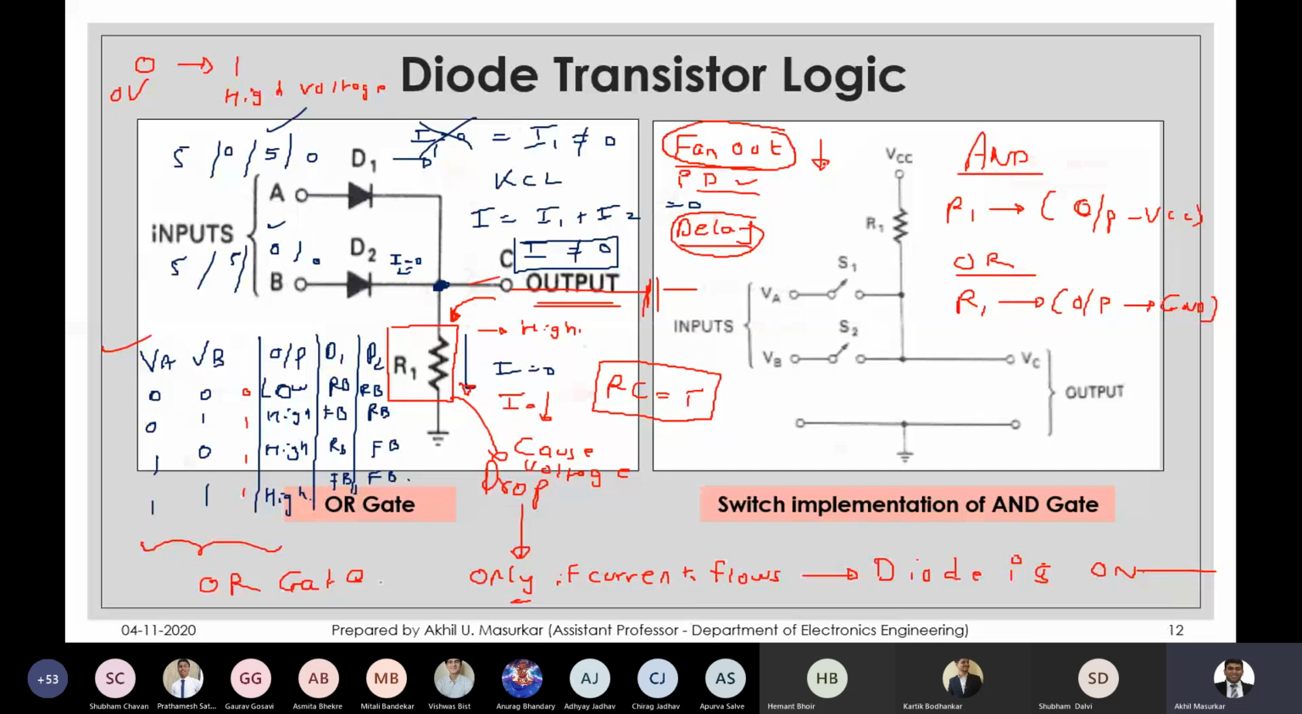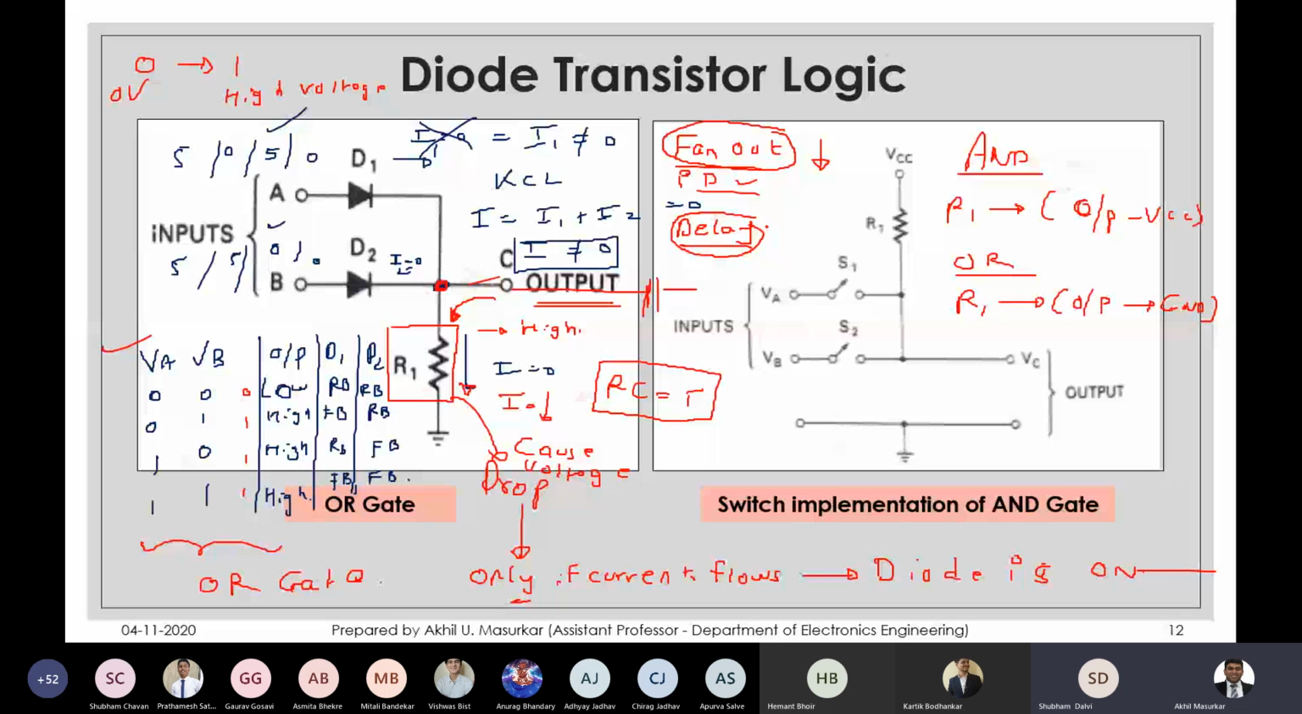So then the question arises, should we keep the value of R1 low? The answer is again no, because if you keep it low, it can be as low as 0. If you keep R1 as 0, then there will be no voltage drop, and point C will be permanently connected to ground. So we cannot have R very low, and we cannot have R very high. We need to have a moderate value considering these three parameters: fan out, power dissipation and delays. Does that answer your question, Shubham?